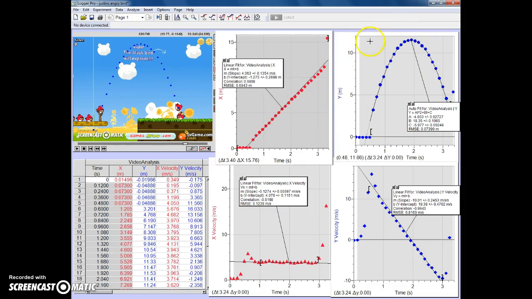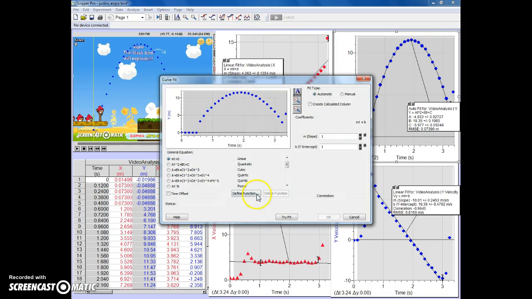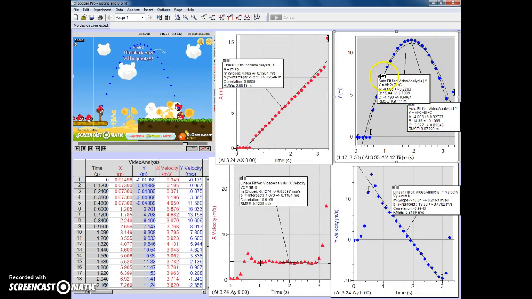And then for the y, it'll be the same exact thing. You highlight, and the only difference is it's not a line, so you're going to have to use the quadratic curve fit. So you try fit, see that, and hit OK.